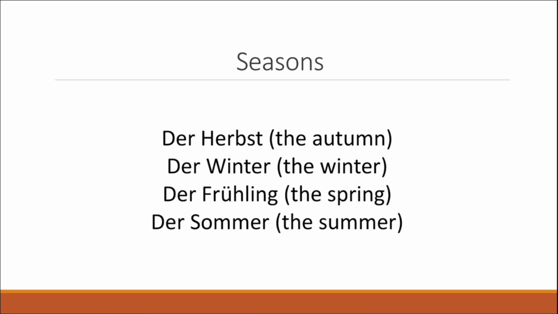So in German, as we already discussed in the last video, we indicate all the seasons with a masculine definite article. So der. So here are the seasons: der Herbst, the autumn, der Winter, the winter, der Frühling, the spring, und der Sommer, the summer.